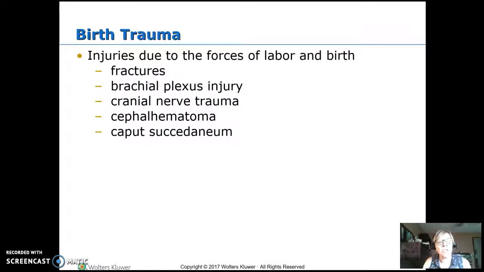So, birth trauma. You should have talked about these in OB, but just as a reminder: fractures, often clavicle fracture; brachial plexus stretching, damaging the nerves; cranial nerve trauma; cephalohematoma, or caput. So, swelling or a pocket of blood up on the head.